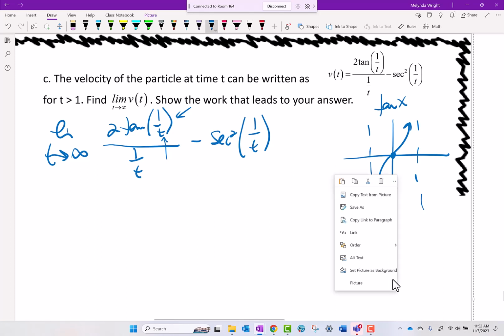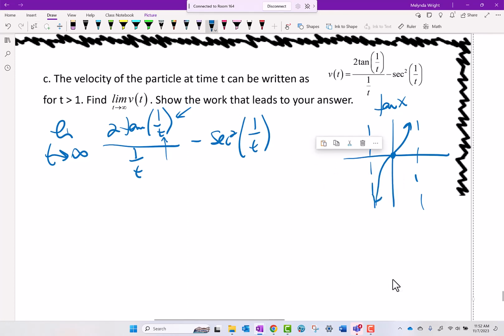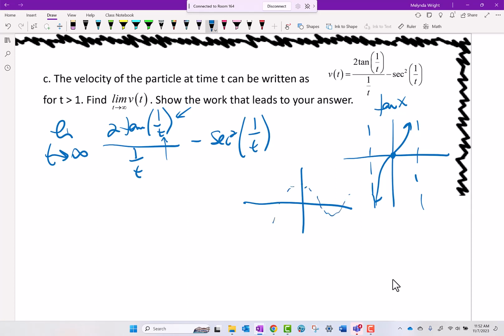Secant is the reciprocal of cosine. So cosine of 1 over a really, really big number is 0. But secant of 0 doesn't even exist, right? Because secant, here's cosine. I mean, secant is right here. So, oh yeah, secant of 0 would be 1. Okay, so this one's okay.